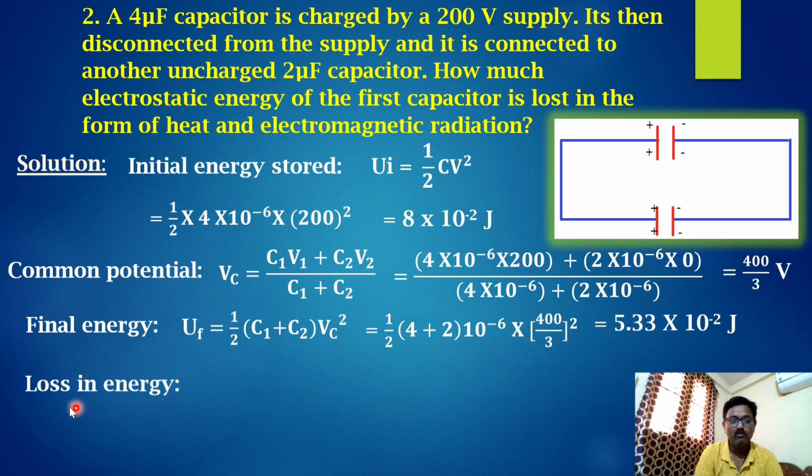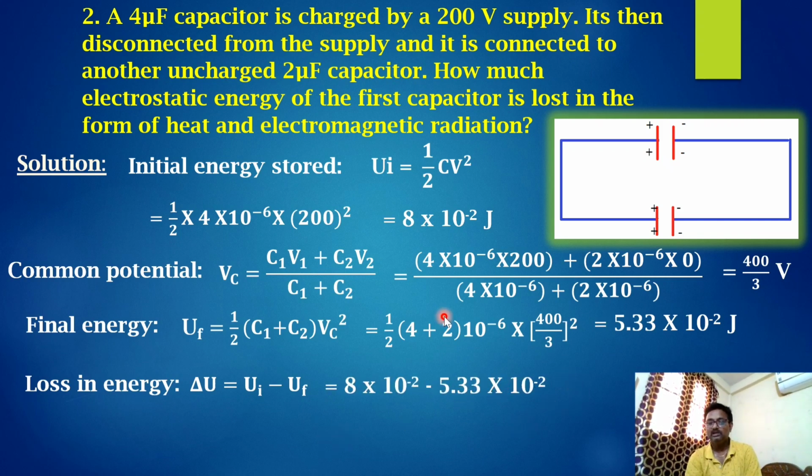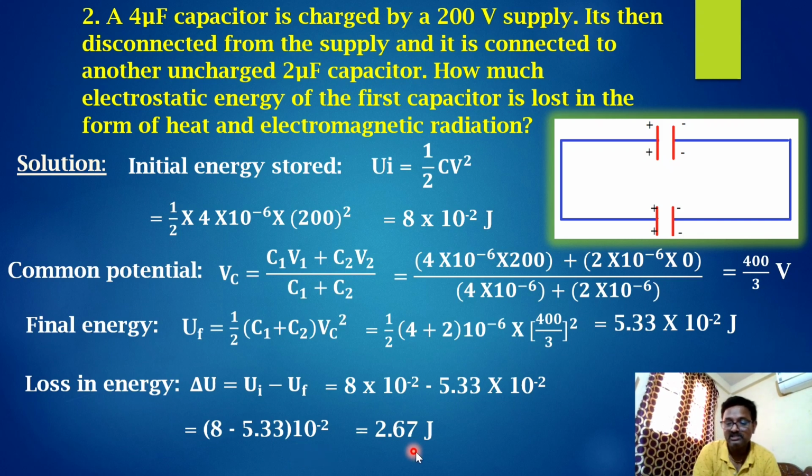Okay. Now what is the loss in energy in the first capacitor? Change in energy is equal to initial energy minus final energy. Initial energy we got 8 into 10 power minus 2 joule, minus final energy we got 5.33 into 10 power minus 2 joule. If we subtract, I write 10 power minus 2 commonly outside. Inside the bracket there will be 8 minus 5.33. Then we will get 2.67 joule. So we got the loss in energy in the first capacitor, that is 2.67 joule. This problem is very very important, my dear students.